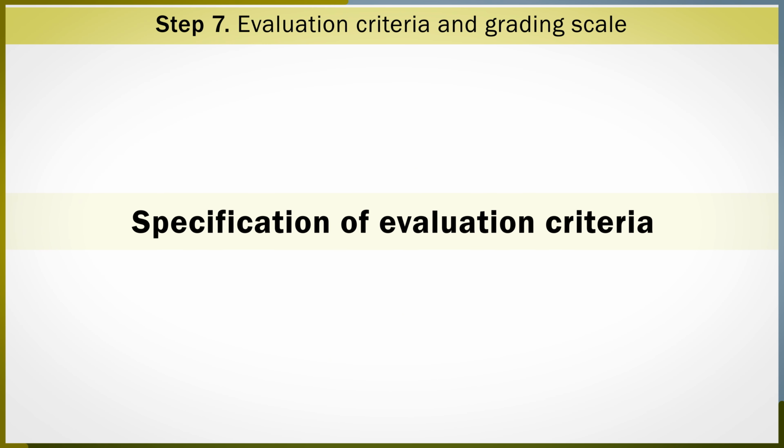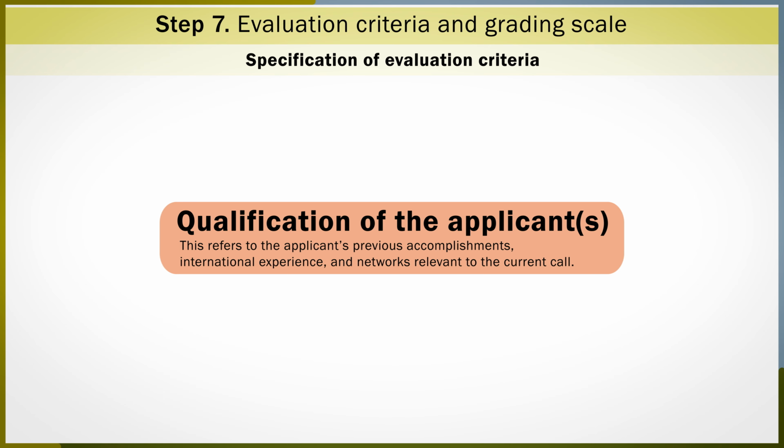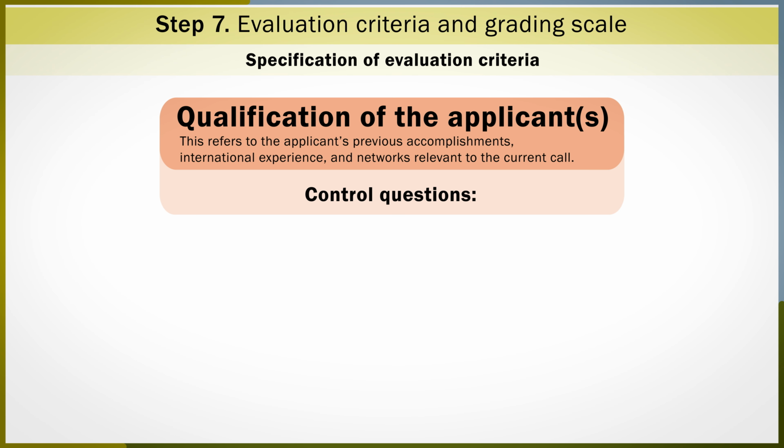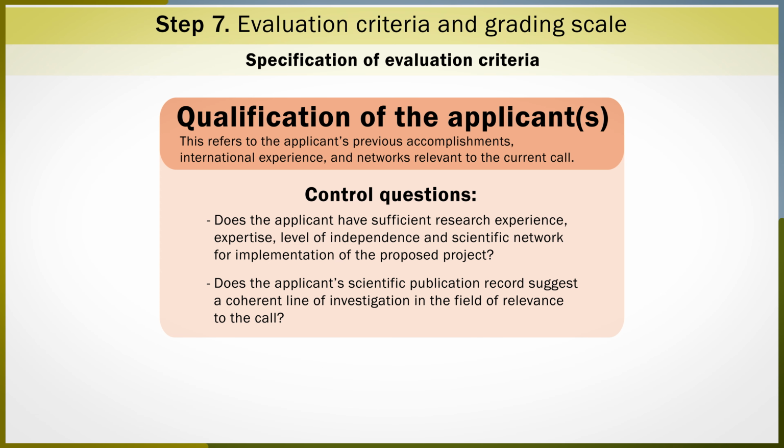Specification of evaluation criteria. Qualification of the applicants. This refers to the applicant's previous accomplishments, international experience, and networks relevant to the current call. Control questions. Does the applicant have sufficient research experience, expertise, independence, and scientific network to implement the proposed project? Does the applicant's publication record suggest a coherent line of investigation in a field relevant to the call? Are relevant collaborations established?